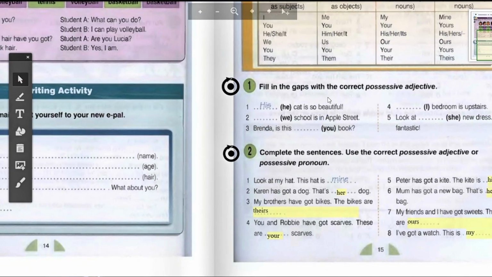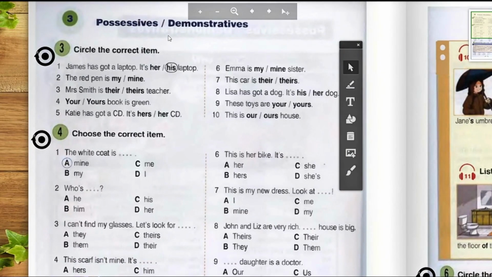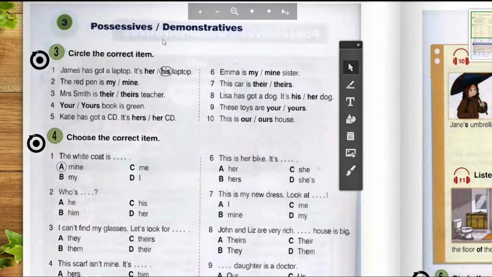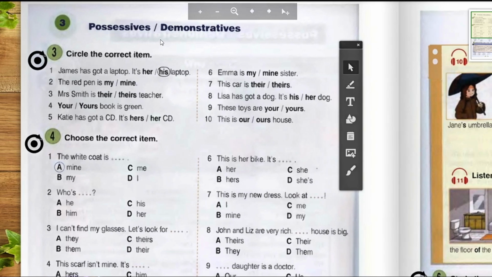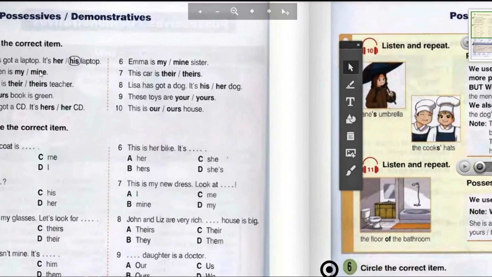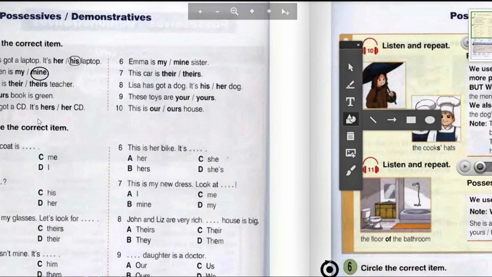Okay, so let's take a look at the next item. Jane has got a laptop. It is her or his laptop. James is a boy, so in this case we need to use his laptop. The red pen is mine. Yeah. The red pen is mine.